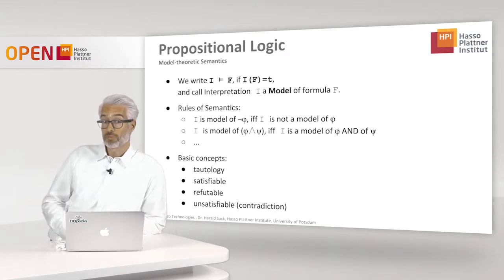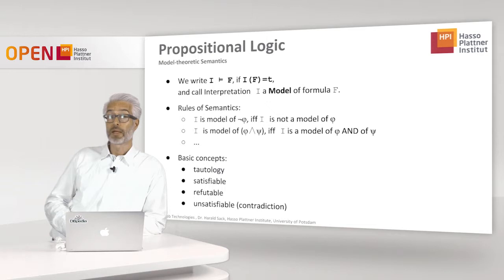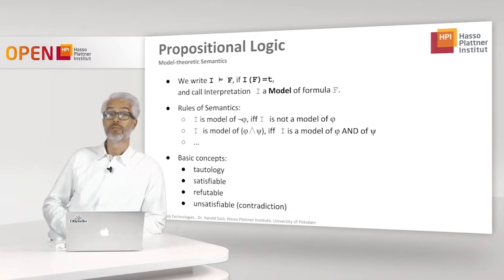What else can be said about propositional logic? Yeah, there are some basic concepts. So for example, we have to know what a tautology is. In a tautology, all possible interpretations are models. So it means they are true.